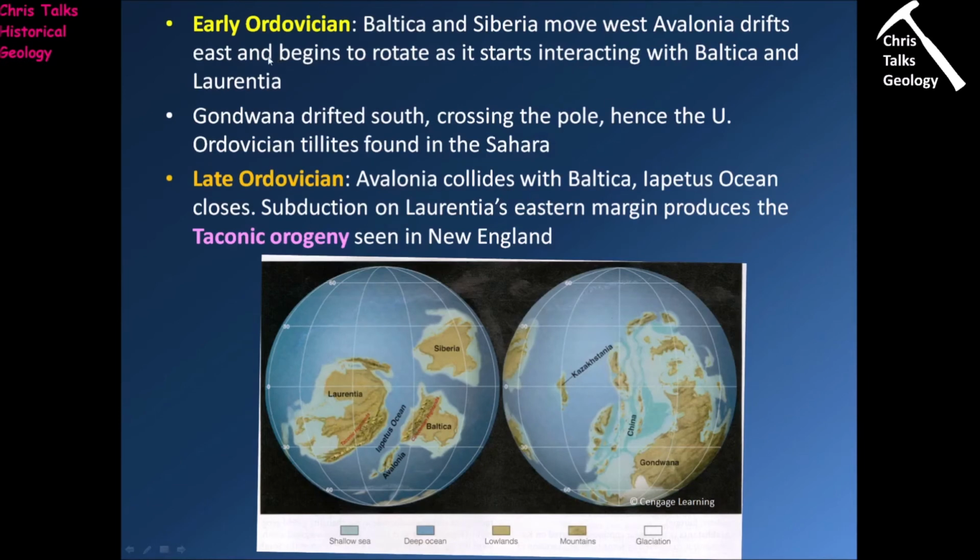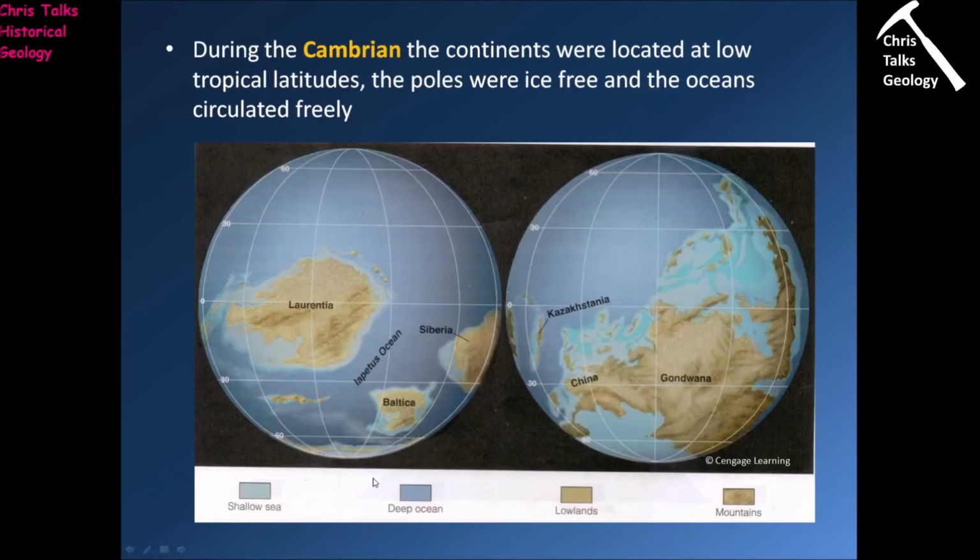We are also going to see that Avalonia will begin to drift approximately east, maybe northeastwards, and it's also going to begin to rotate. So if you look at the position of Avalonia now, you'll notice it's striking approximately northeast-southwest, which when you compare it to the Cambrian, where it's striking approximately east-west. So you see it's essentially been coming round, and it's rotated slightly to a new orientation.